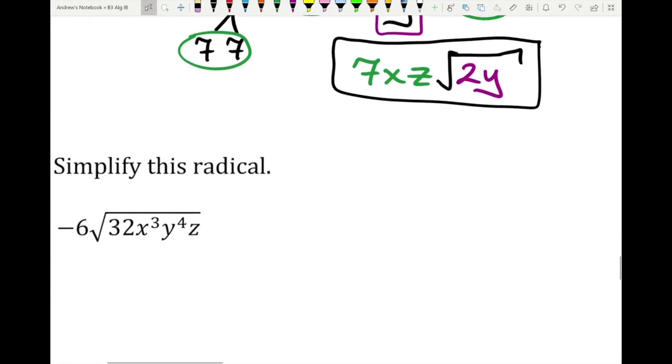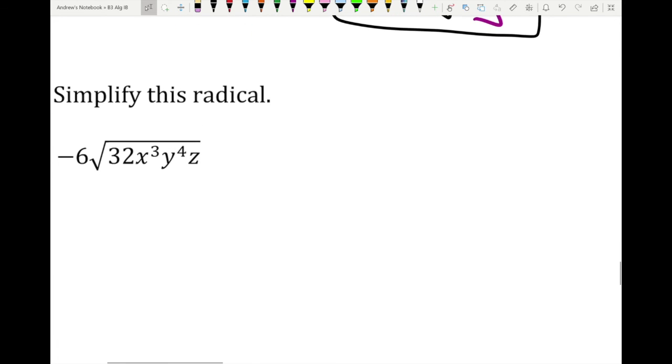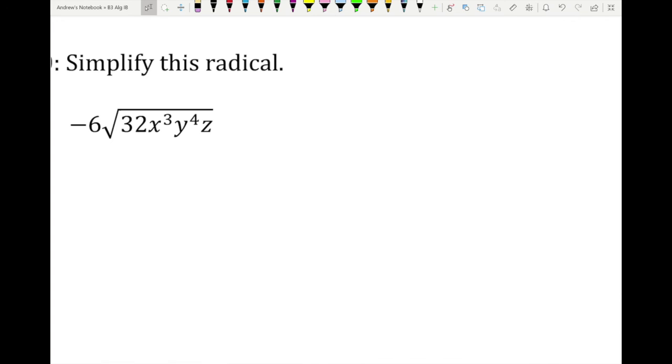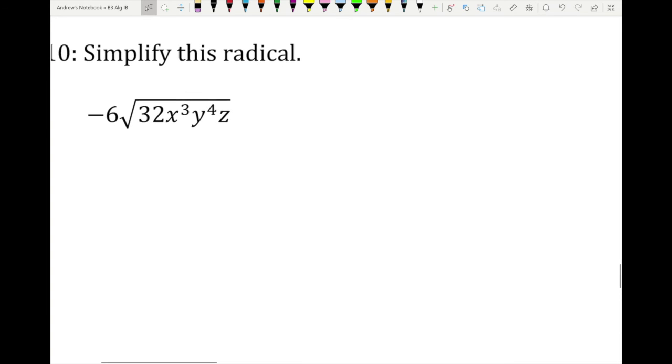Last but not least, we're simplifying this one. This one's a little bit funky because we've got that -6 that's starting on the outside of the problem. So something to be careful of is that -6 is already outside. So when we're approaching our final answer, that's going to be on the outside with whatever else we take out, so we don't want to forget that.